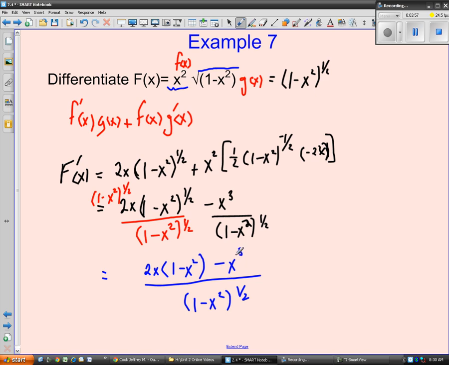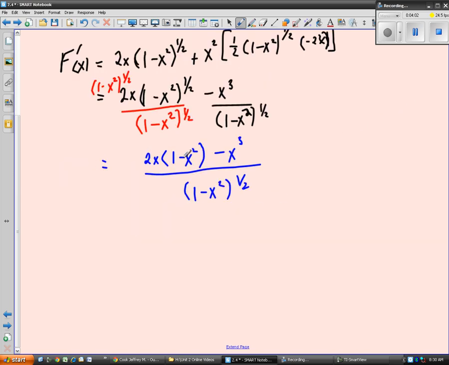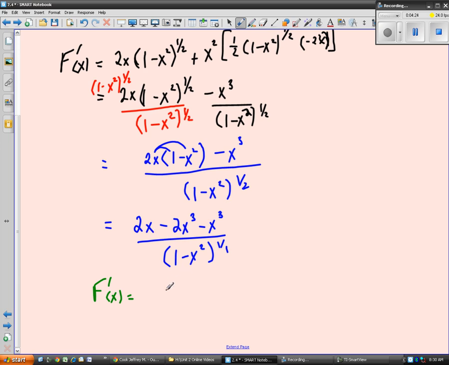And so when we continue on with this, just a little bit of simplification, distribute and simplify, we can end up with 2x minus, I'm just going to distribute, there's my 2x, and then this guy gives me negative 2x cubed minus x cubed all over 1 minus x squared to the 1/2. And so my final answer, my f prime of x, will simplify down to minus 3x cubed plus 2x all over 1 minus x squared to the 1/2 power.